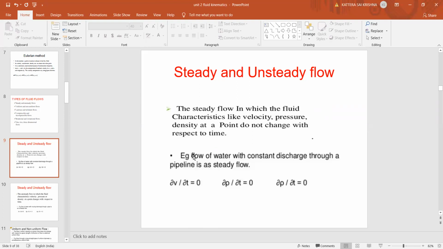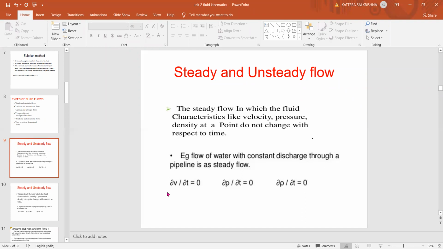For example, the flow of water with constant discharge through a pipeline is a steady flow, right? So here, change in velocity, dou v by dou t, is always 0 because there is no change in the velocity with respect to time. Similarly, pressure, dou p by dou t, will be 0 because the pressure won't change with respect to time. So it will be constant. Similarly, density doesn't change with respect to time, so dou rho by dou t is also equal to 0.